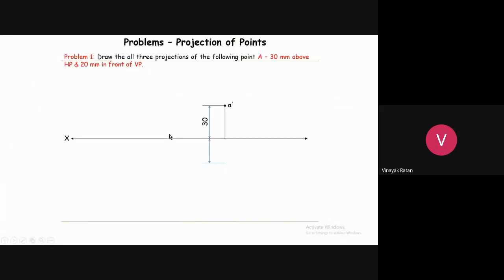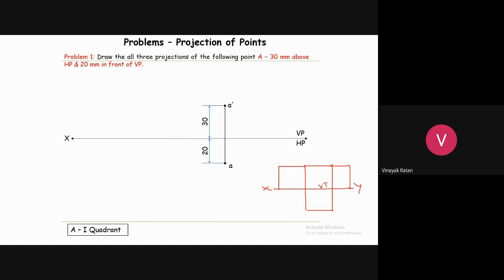Where is it? Whether it is above the XY line or below the XY line. This is what I've given you, right? When we were learning the first quadrant, we were discussing the first quadrant.